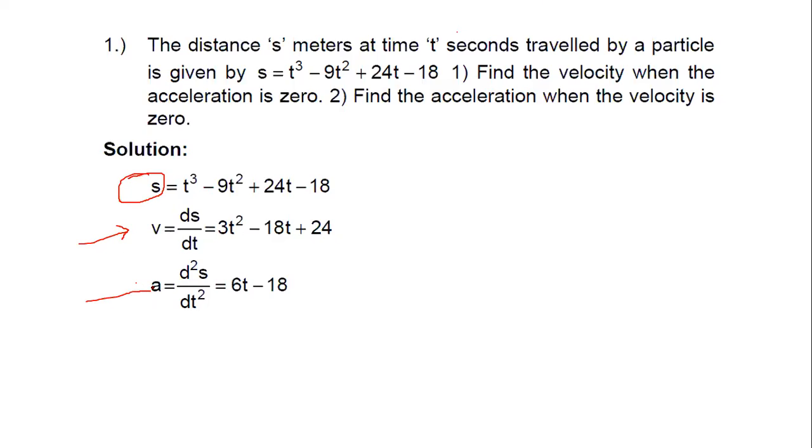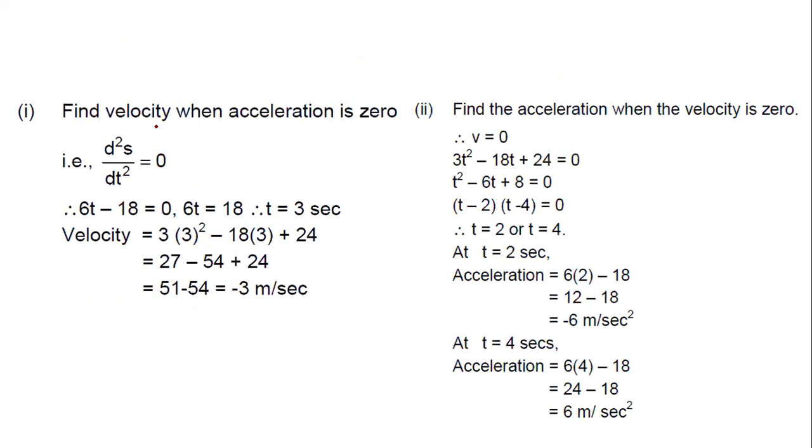And then the second differentiation is acceleration. Velocity differentiation is acceleration. Differentiate one more time: 6t minus 18. But what is the question here? Find the velocity when the acceleration is 0. Find the acceleration when the velocity equal to 0. Now we can see how to find that. Find the velocity when acceleration is 0. Substituting acceleration equal to 0 here, t equal to 3 seconds.